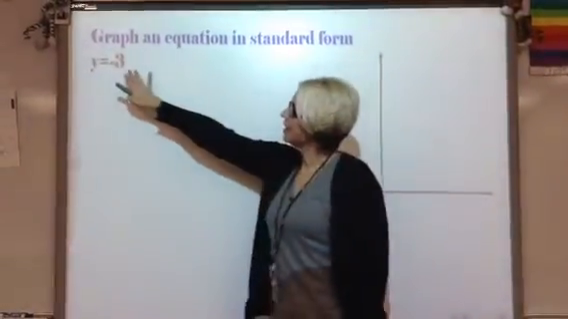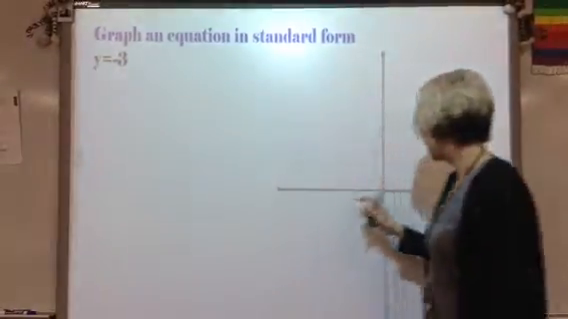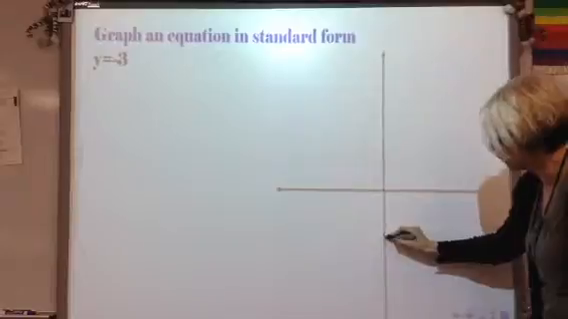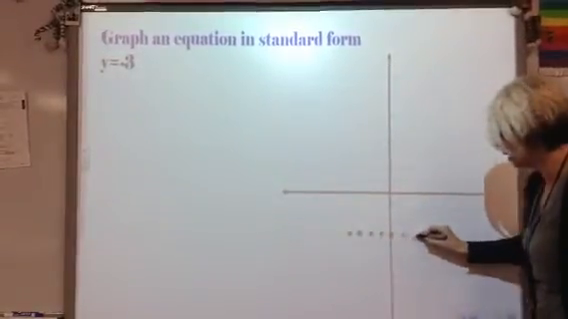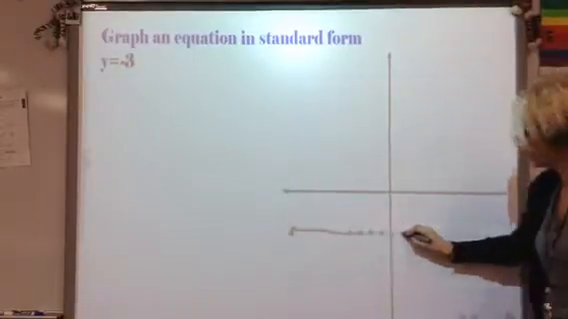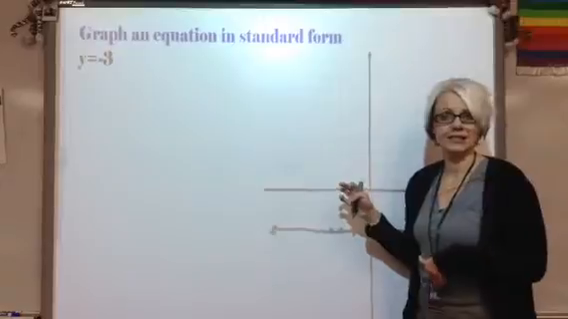This equation is in constant form, y equals b. And so this is a horizontal line at -3. So 1, 2, 3 down. And so that means every coordinate is going to be at -3 because it's a horizontal line, just y equals. So try the constant example in your notes.